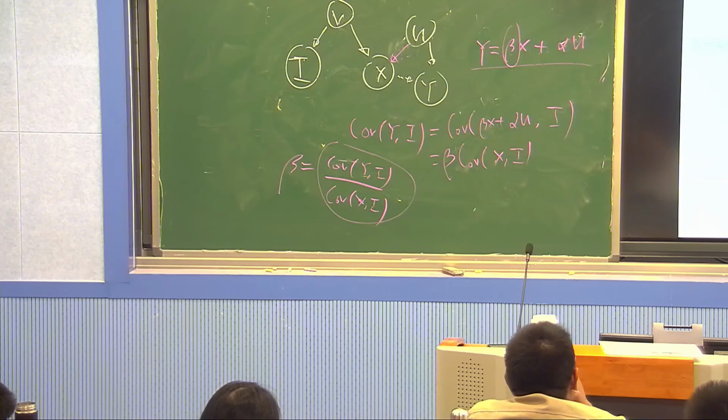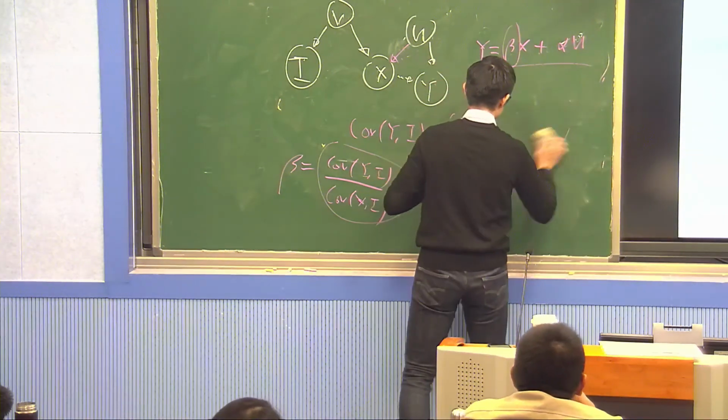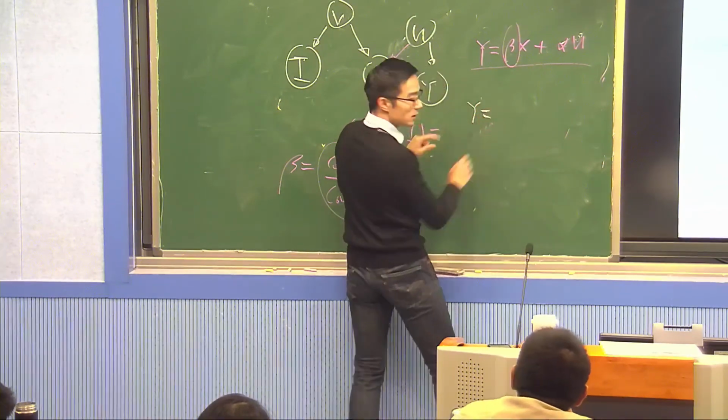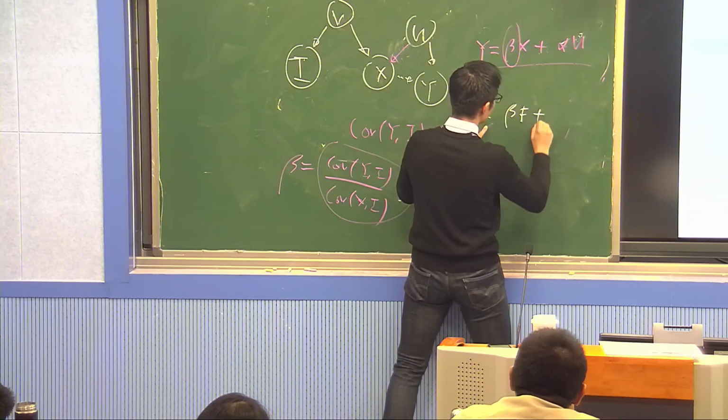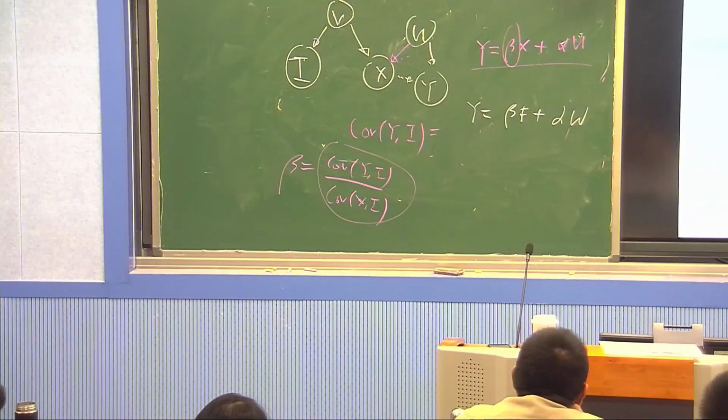In other words, C is independent from W, and C is correlated with F. So Y is determined by F and W. The covariance between Y and F can be written in terms of the combination of W. So let me write Y equals beta F plus alpha W. I can always do so, because Y is the effect of F, and Y is the effect of W. I can always write that.